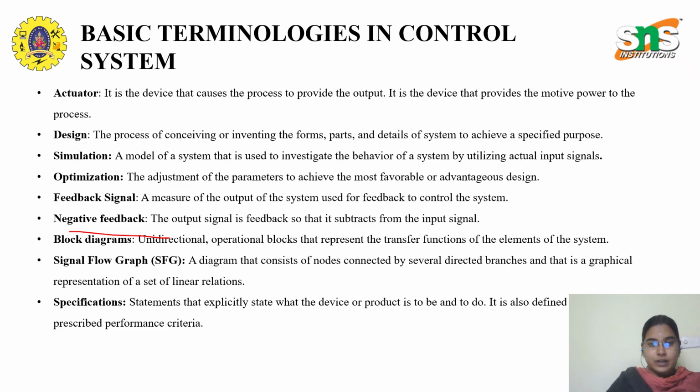The next one is signal flow graph and block diagram. Block diagrams have operational blocks that represent the transfer functions, and signal flow graphs have nodes and directions which give the signal flow directions, the values it carries, etc. These are graphical representations from which we can learn the behavior of a system. And specifications are the statements that explicitly state what the device is to do, or whatever the certain goal is that has to be satisfied for the customers.